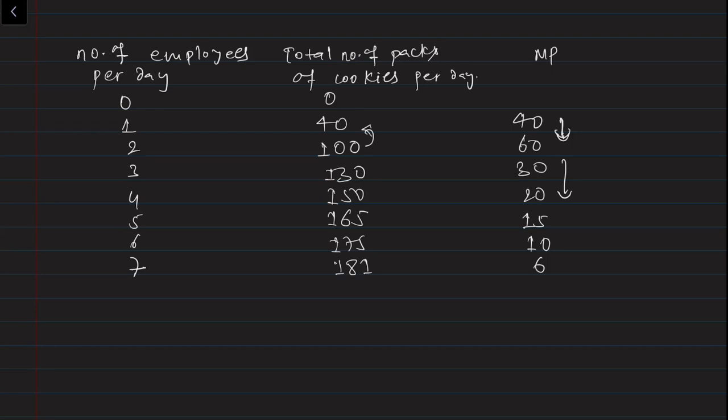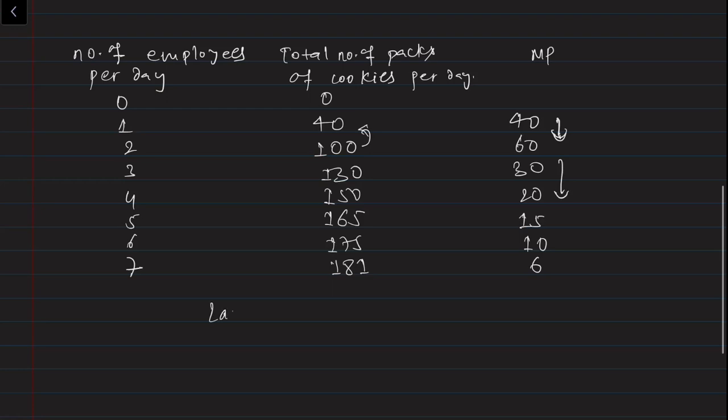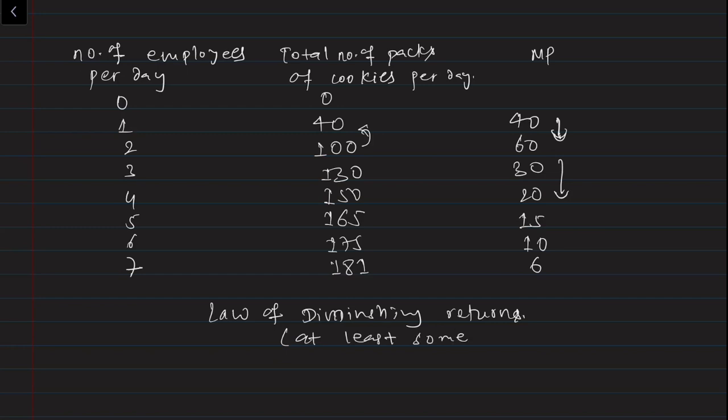All right, and we call this kind of pattern the law of diminishing returns. And this happens when there is at least some fixed factors. Okay, so at least some fixed factors.